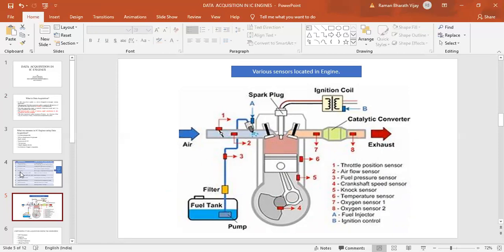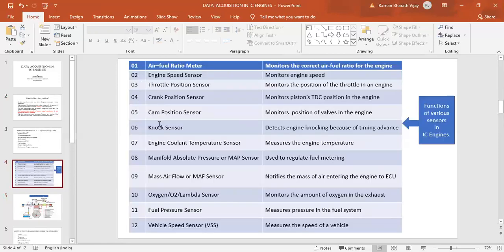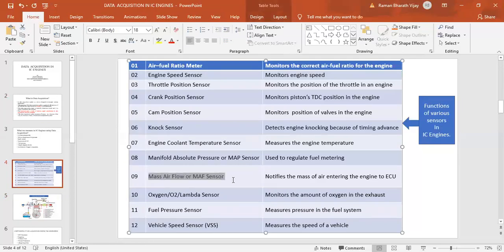For the functions, I have given a separate slide. For example, these are 12 sensors. If I go to the MAF sensor, what is the function of the MAF sensor? It detects the mass of air. Suppose, for example, the knock sensor, it gives the knocking ratio. For example, the crank position sensor monitors piston position, top dead center position.